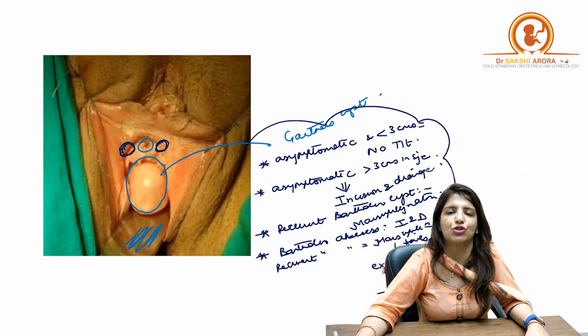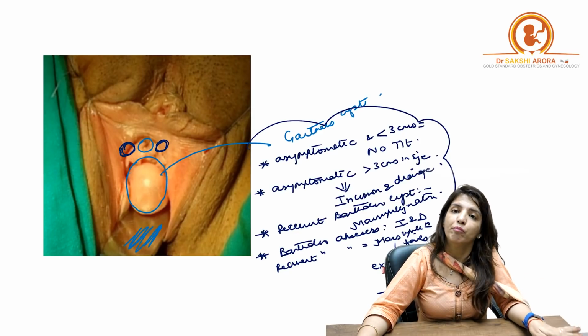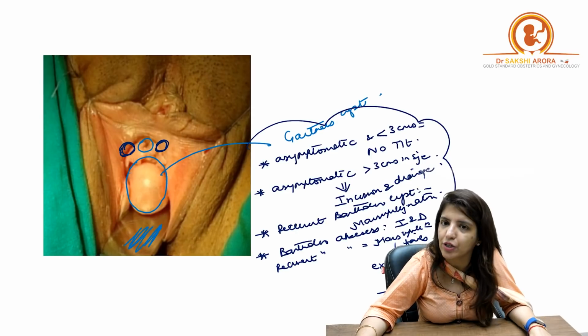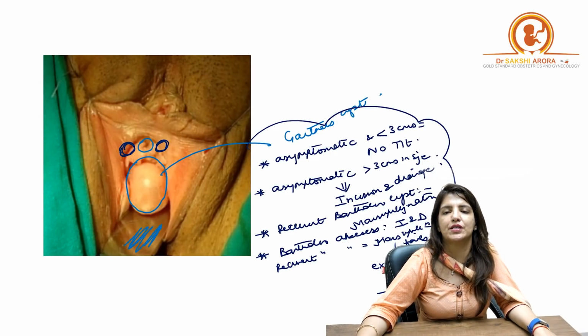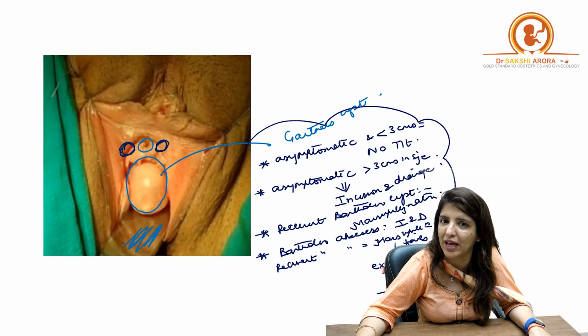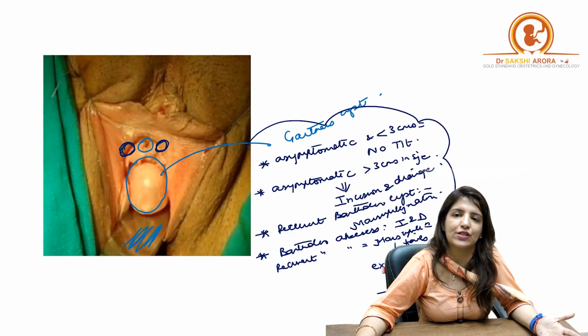Asymptomatic cyst less than 3 centimeters, no treatment needed, no surgical treatment needed. More than 3 centimeters, you have to go for incision and drainage. Recurrent Bartholin cyst is marsupialization. Management of Bartholin abscess is incision and drainage. Recurrent Bartholin abscess again is marsupialization. And if marsupialization also fails, then it is excision of the gland.